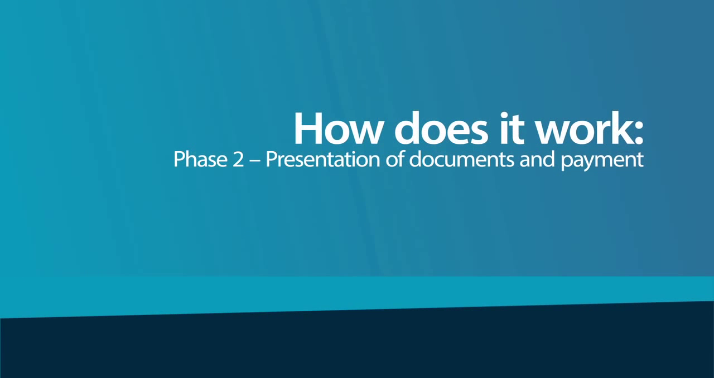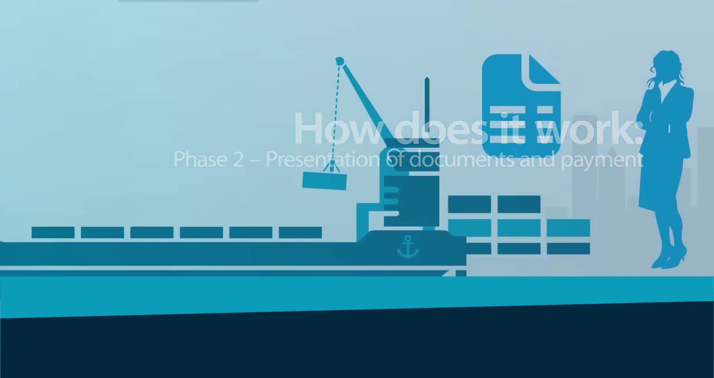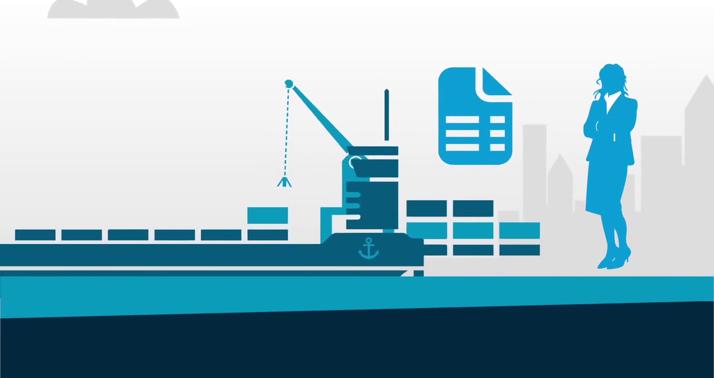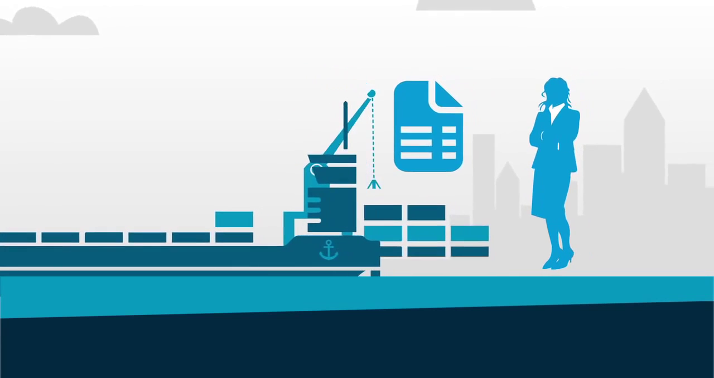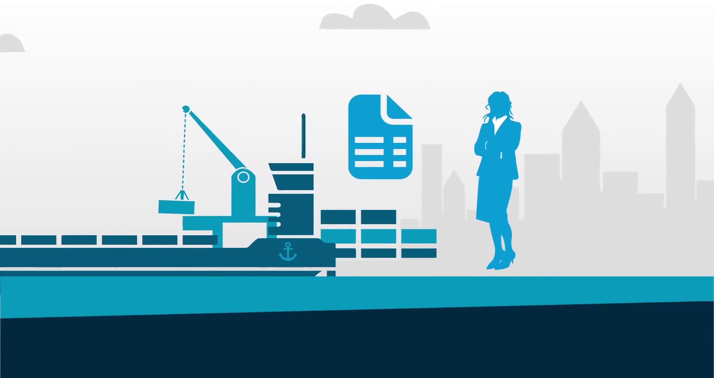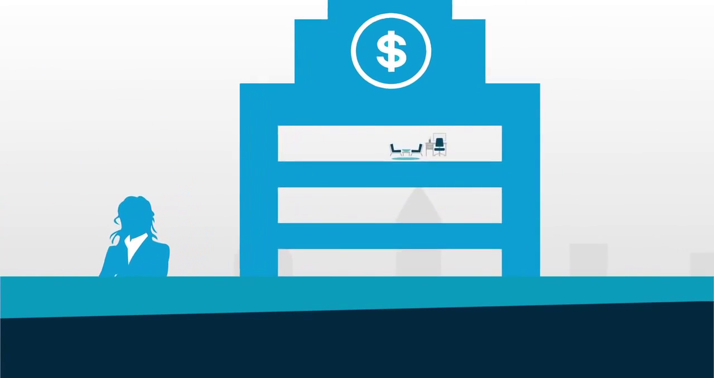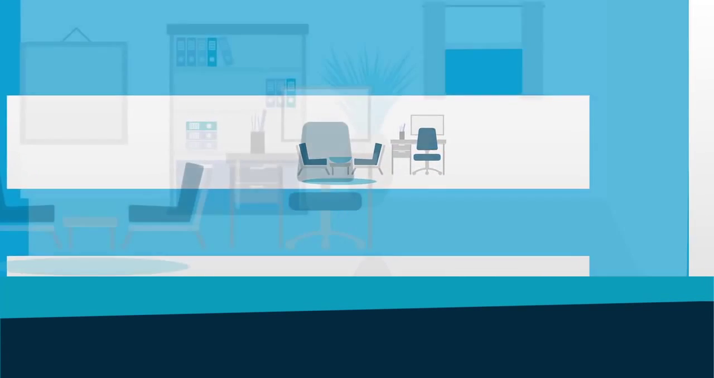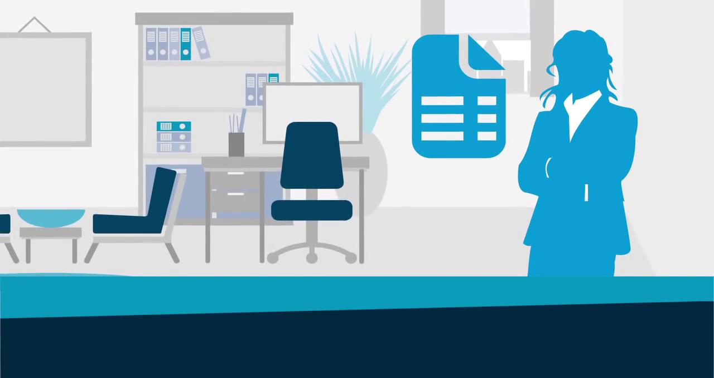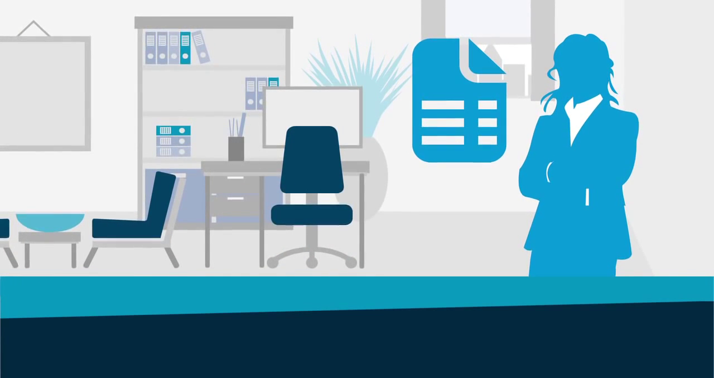Phase 2. Presentation of documents and payment. How does it work? Firstly, the beneficiary ships the goods and prepares the documents as required in the letter of credit. Secondly, the beneficiary presents documents stipulated in the letter of credit to the nominated bank for examination against the terms of the letter of credit.